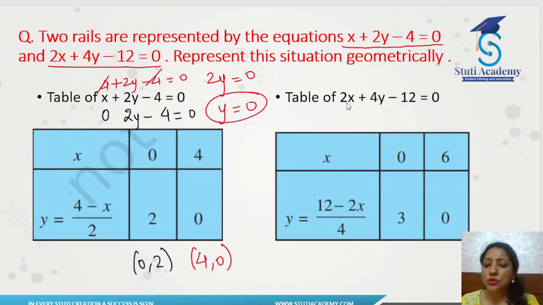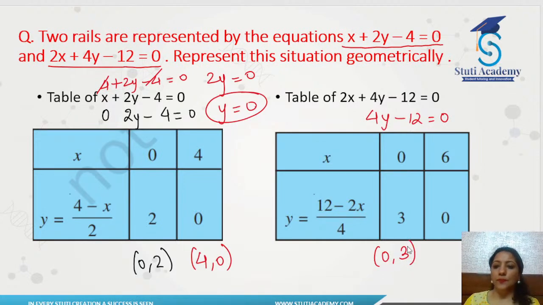Now x equal to 0, if we take, this will disappear. 2 into 0 is 0, so we can just ignore it, and then we will get 4y minus 12 is equal to 0. This will give us y equal to 3. So we have one solution here, 0, 3.